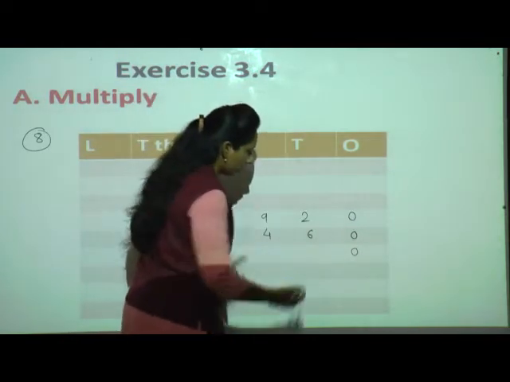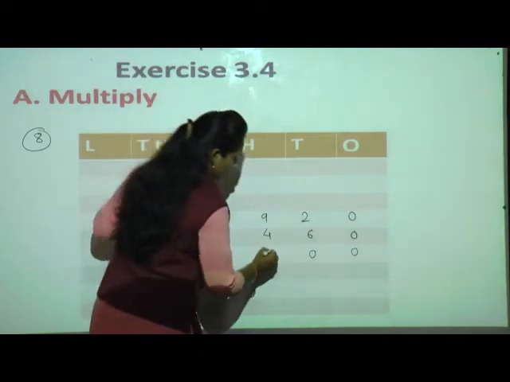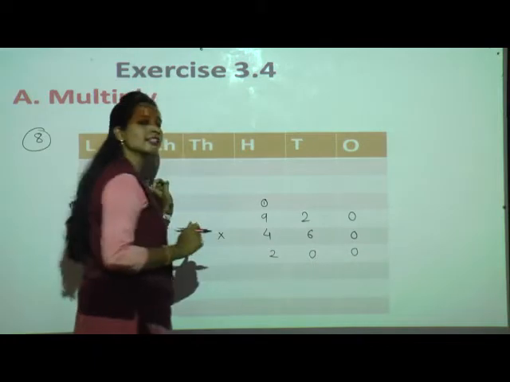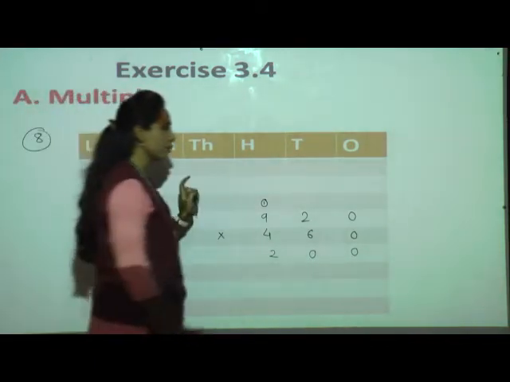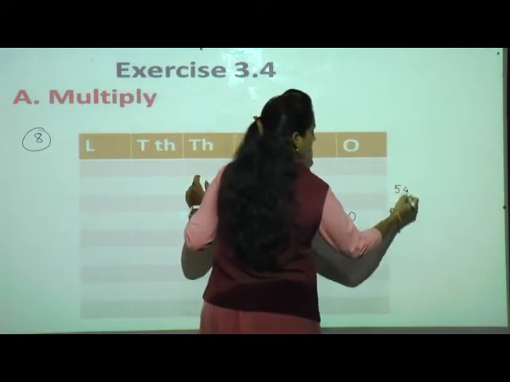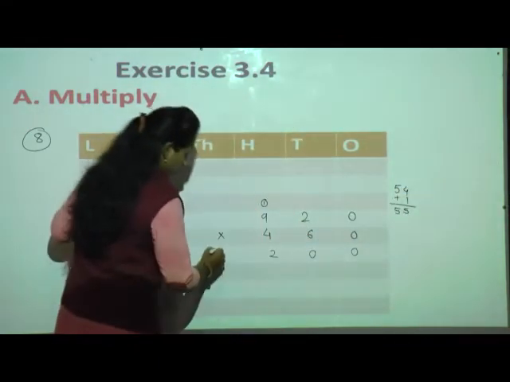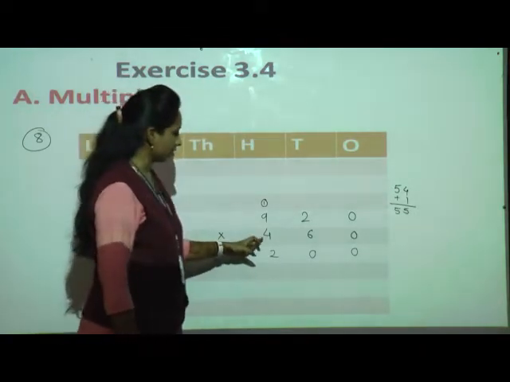Now 6 zeros are 0, 6 twos are 12. So I will write 2 here, 1 will be carry. 6 nines are, tell me, 54. 54 plus 1. Tell me 54 plus 1. Very easy. 55. So I'll write here 55. Okay. Now next, hundreds place.